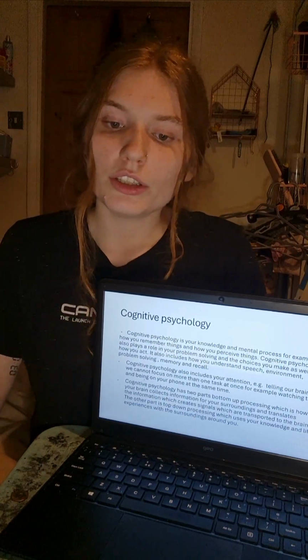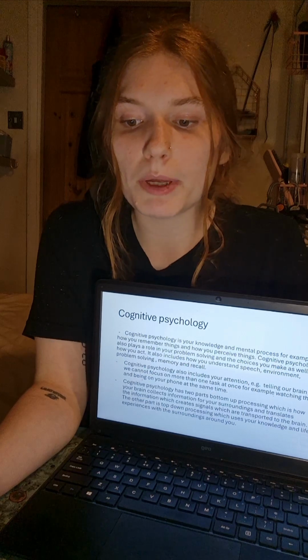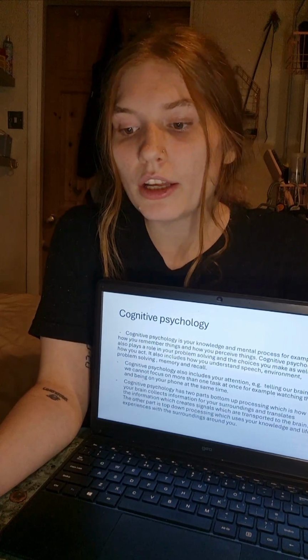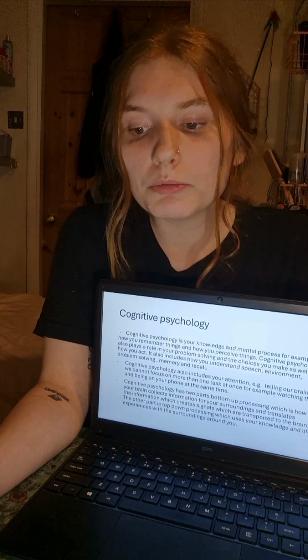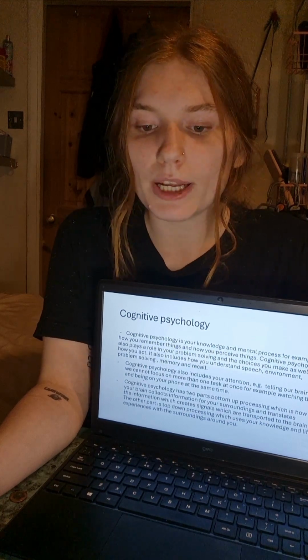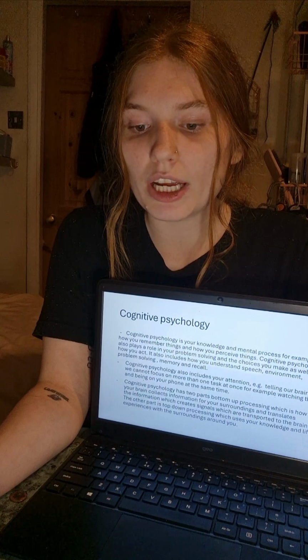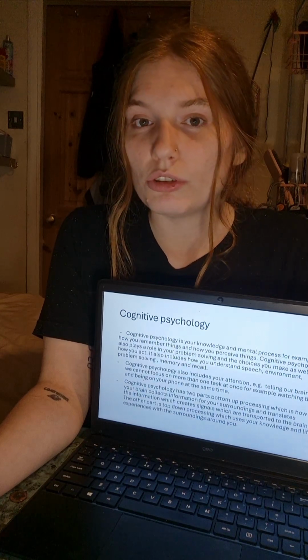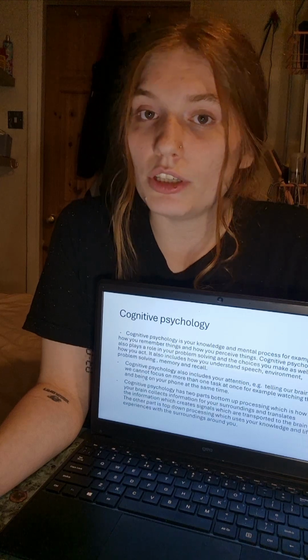Cognitive psychology. Cognitive psychology is your knowledge and mental process. For example, how you remember things, how you perceive things. Cognitive psychology also plays a role in how you problem solve and the choices that you make, as well as how you act. It also includes how you understand speech, environment, memory, and your recall. Cognitive psychology also includes your attention.